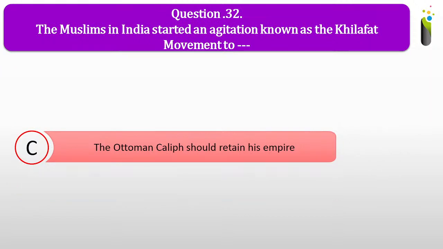And the correct answer for this question is C. So the Muslims in India started an agitation known as the Khilafat movement so that the Ottoman Caliph should retain his empire.